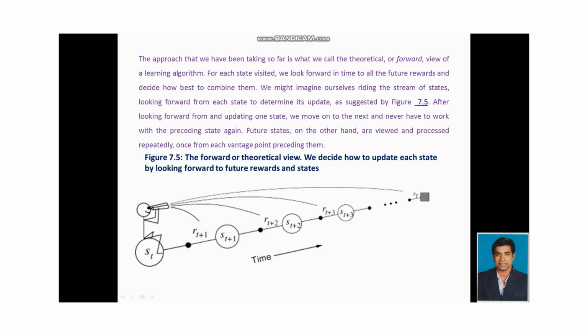We might imagine ourselves riding the stream of states, looking forward from each state to determine its update, as suggested by figure 7.5. After looking forward from and updating one state, we move on to the next and never have to work with the preceding state again. Future states, on the other hand, are viewed and processed repeatedly, once from each vantage point preceding them.